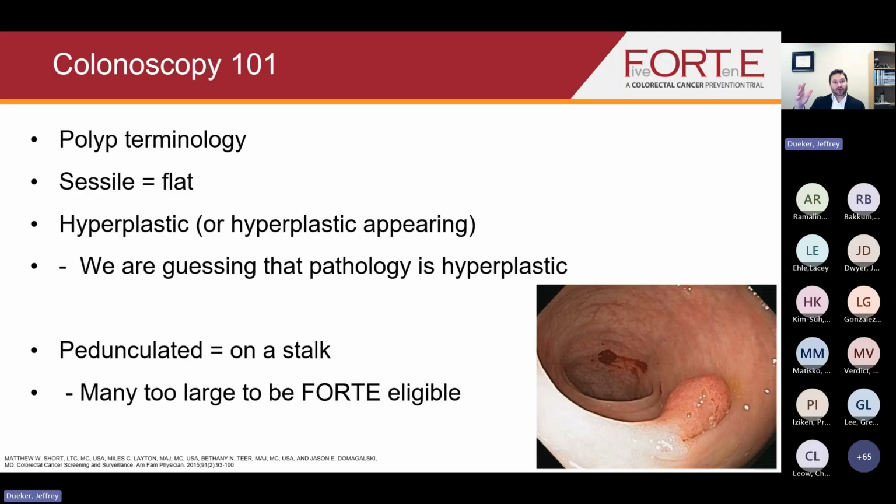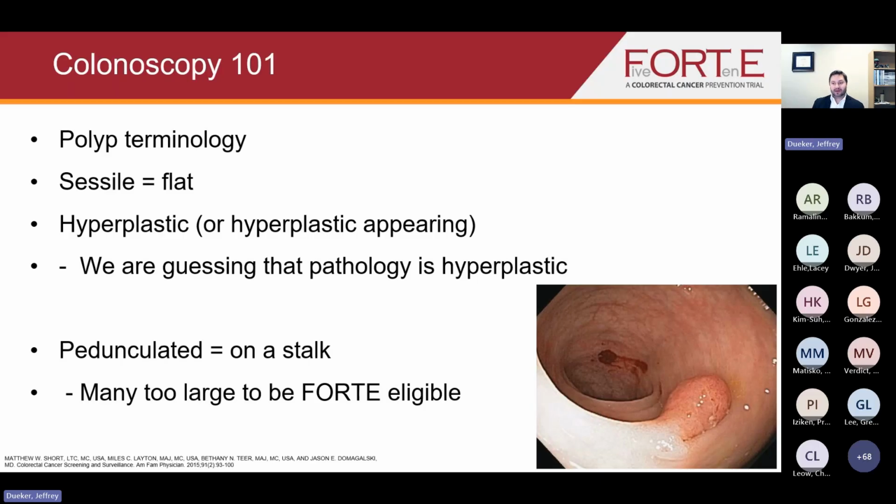Now, just to throw in more confusion, sometimes you'll see in a colonoscopy report that something is hyperplastic or hyperplastic appearing. That's us guessing. The determination of whether something is hyperplastic or not is ultimately based on pathology. But sometimes, especially if we see a little tiny thing in the right area, meaning the rectosigmoid, we just say, that looks hyperplastic to me. It looks small, and I'm not going to remove it. That is allowed per the FORTE protocol, which we'll get into. But when we say hyperplastic in a report, we're guessing that it's probably hyperplastic, but it doesn't mean that it's for sure a hyperplastic polyp.